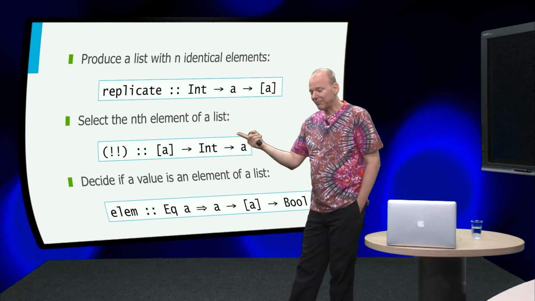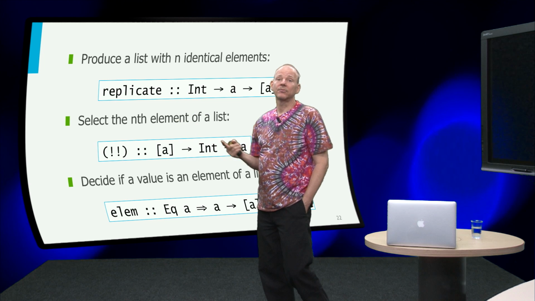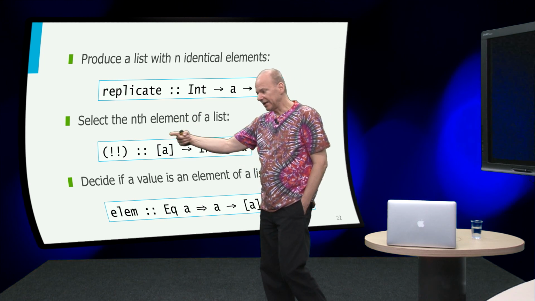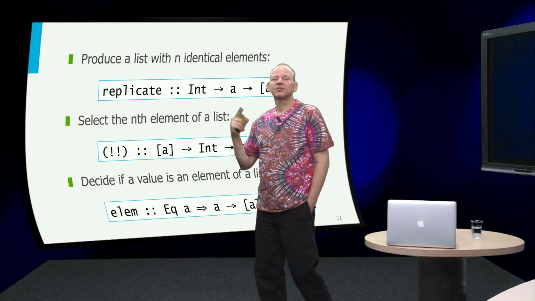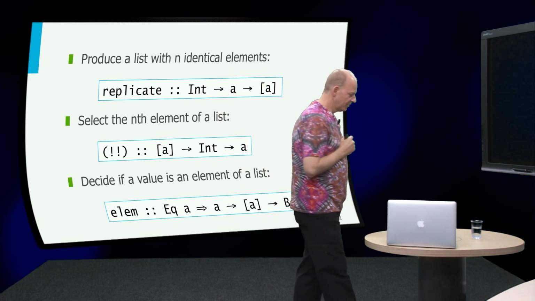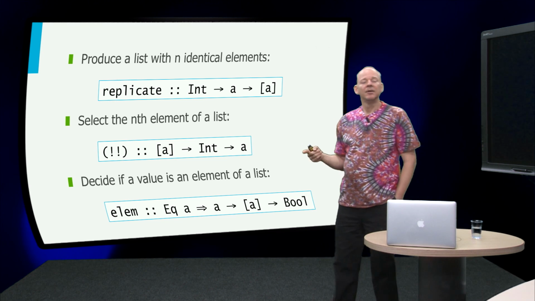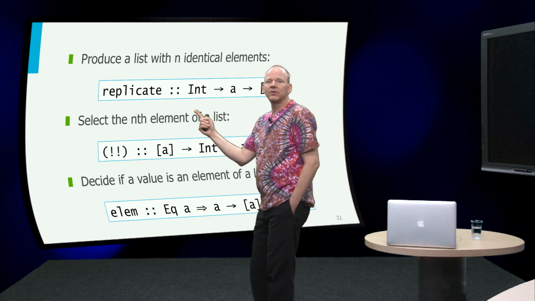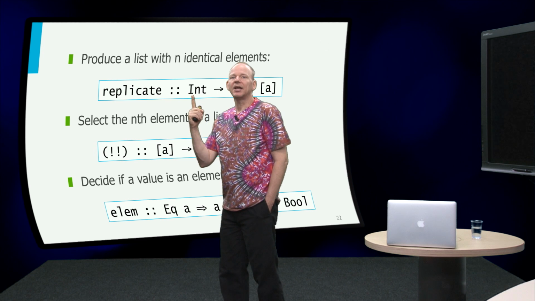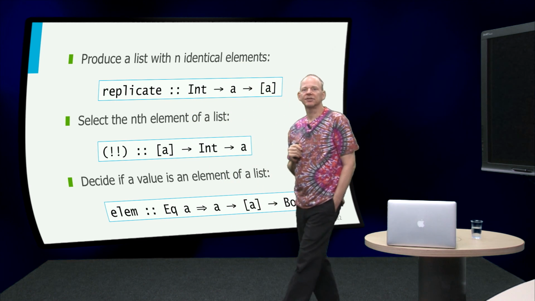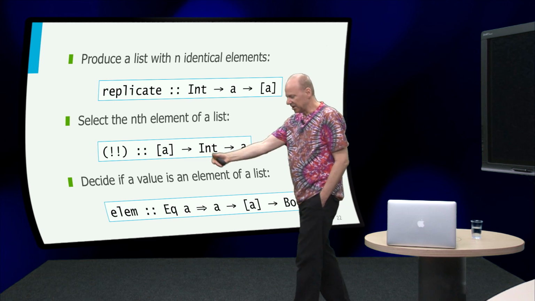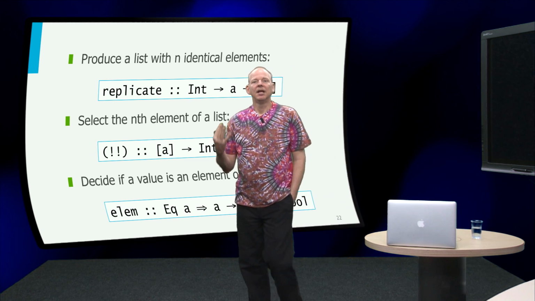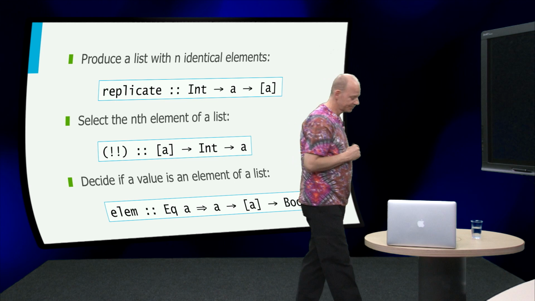So if I want to replicate a value n times, what do I do? Well, I first replicate it n minus 1 times. So I get a list of n minus 1 a's, and then I cons a on top. So that one is easy. But again, you have to look a little bit, and then you see I'm doing recursion over that integer. There's two cases. You just write them down, and everything drops out.